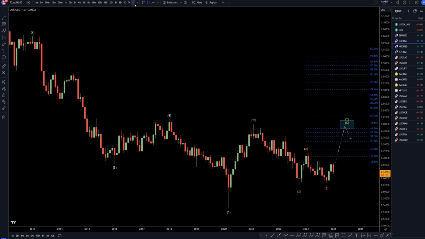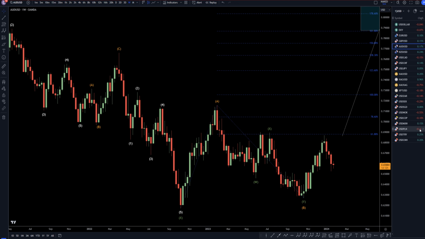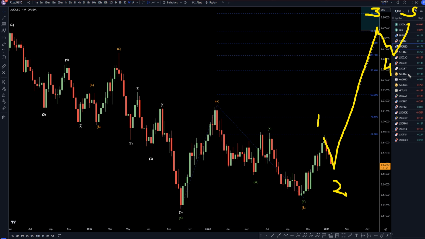So let's take a look at it on the weekly time frame. Weekly time frame, we definitely have been going down very strong, as you can see on this pair. But I actually think that we're in a wave C already. I think this is a 1. I think this is a 2. I think eventually it's going to go up and make a 3, a 4, and a 5. Because a wave C of wave Y definitely should be a 5-wave pattern.